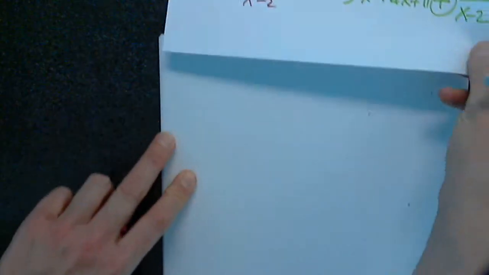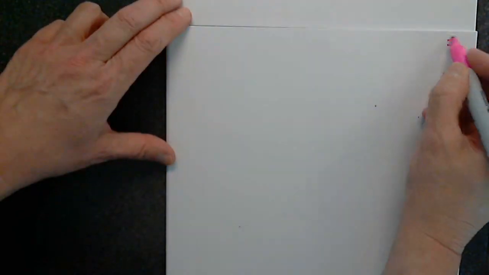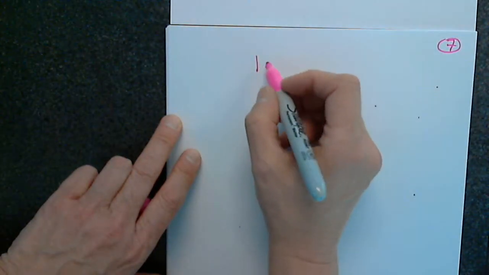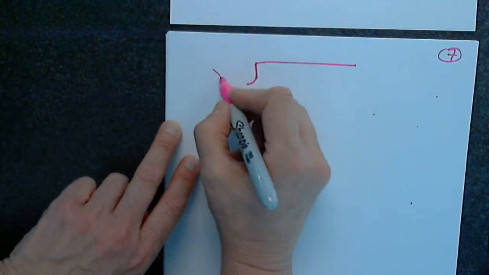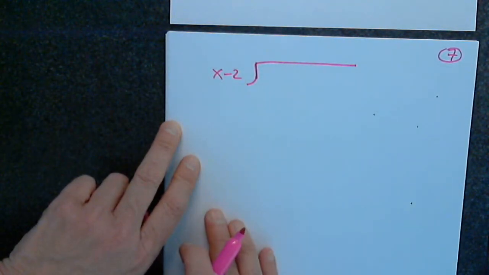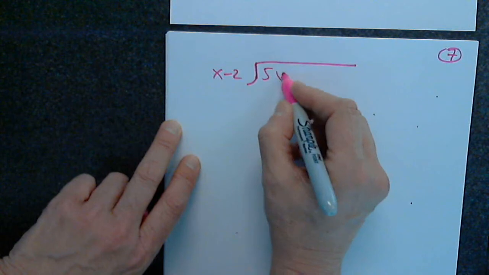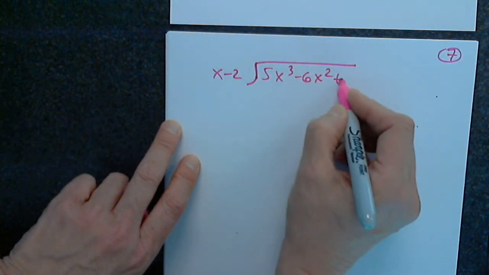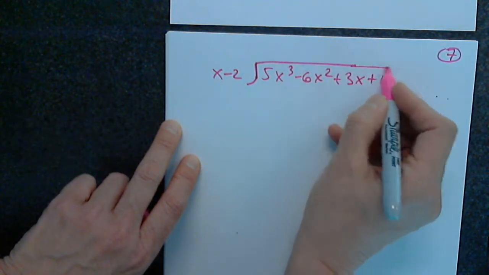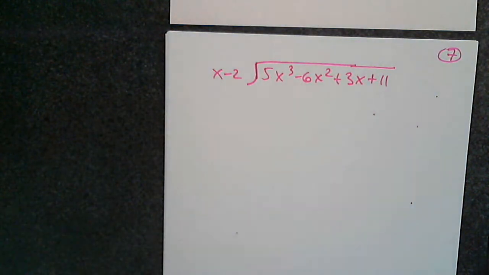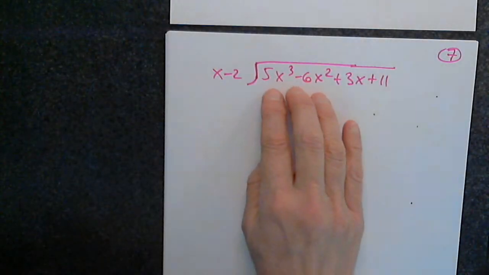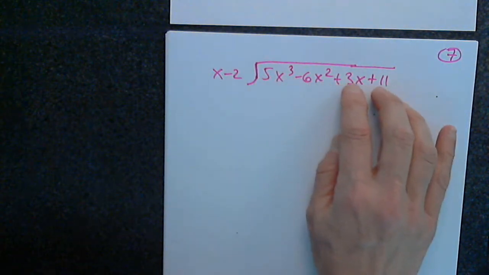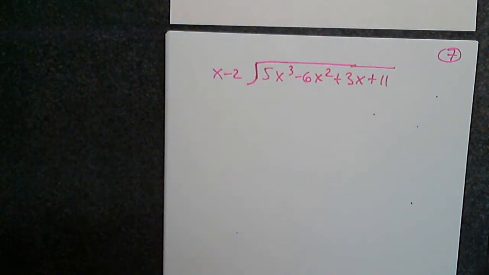Ready? The algorithm for the long division is x minus 2, and inside 5x cubed minus 6x squared plus 3x plus 11. Same idea. Keep in mind that if there is a missing term, then I have to leave space, an empty space.